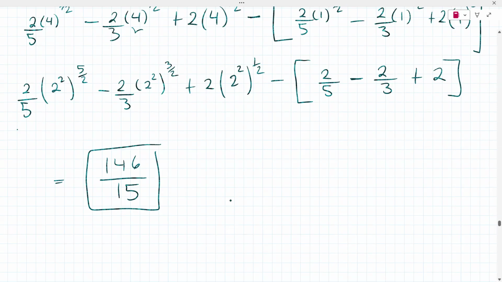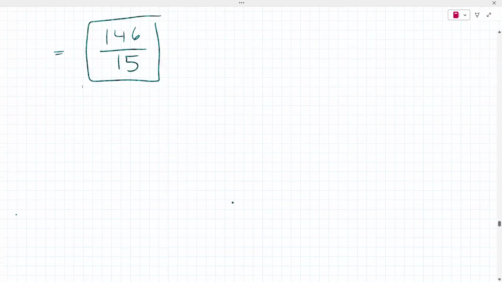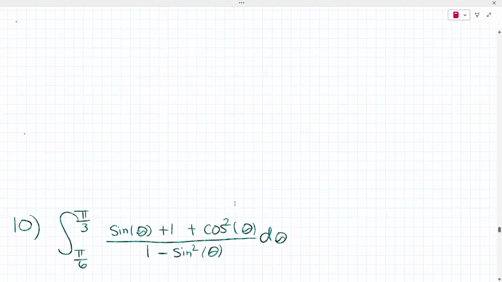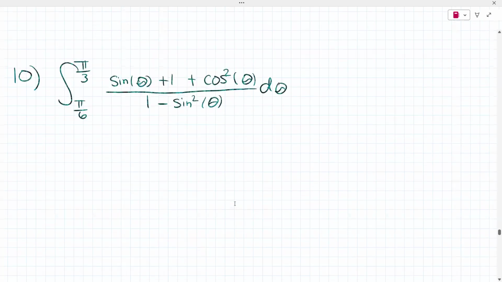Okay, let's move on to number 10. Okay, number 10, we have to take the integration from pi/6 to pi/3 of sine theta plus 1 plus cosine squared theta all over 1 minus sine squared theta.